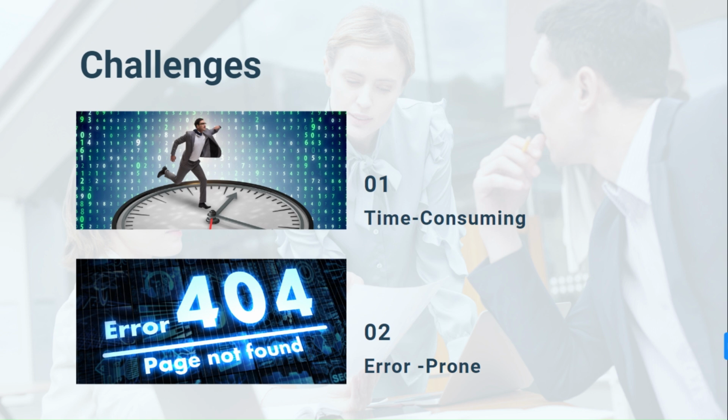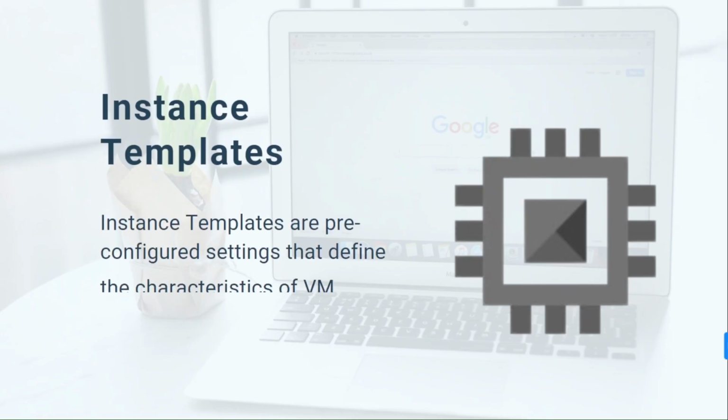Here's why manual creation can be a hassle. First is time consuming. Every VM needs individual configuration for machine type, boot disk, network settings, and more. Repeating this process slows down deployments. And the second one is error prone. Manually entering configurations increases the risk of typos or inconsistencies, potentially leading to system instability. Thankfully, GCP offers a solution: instance templates.